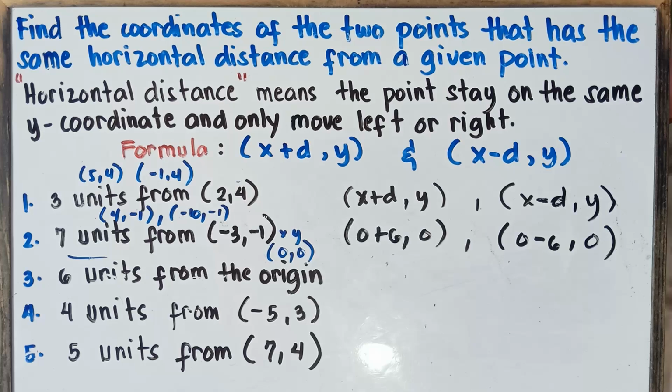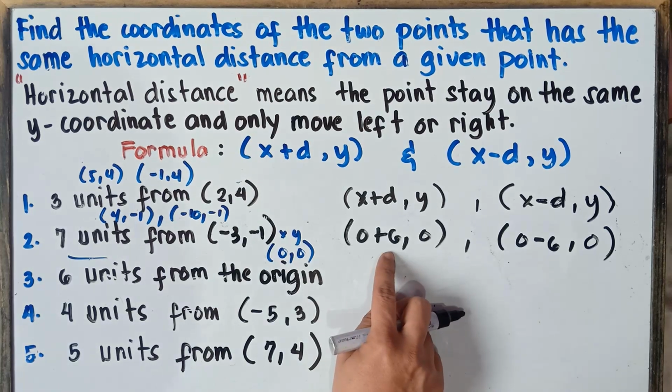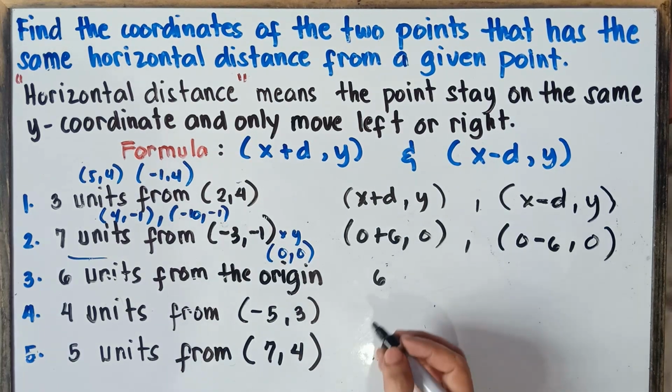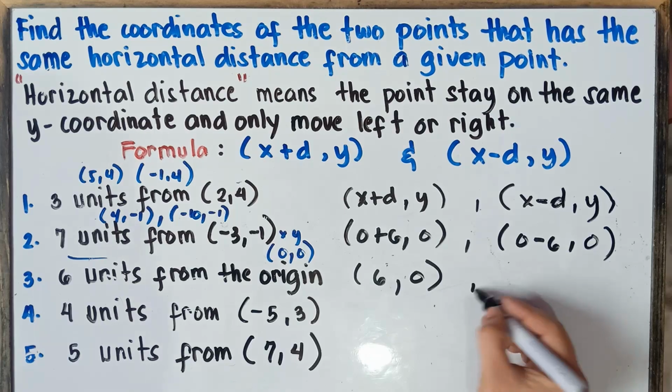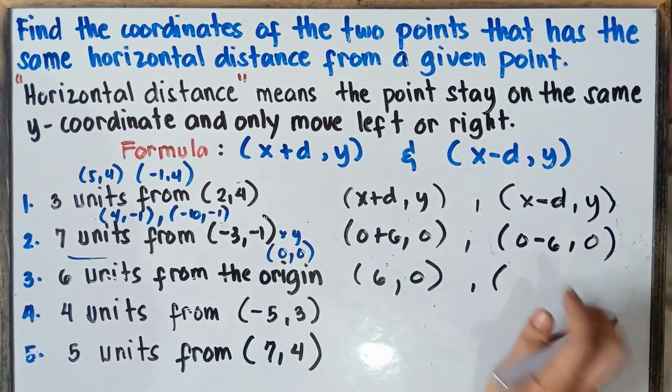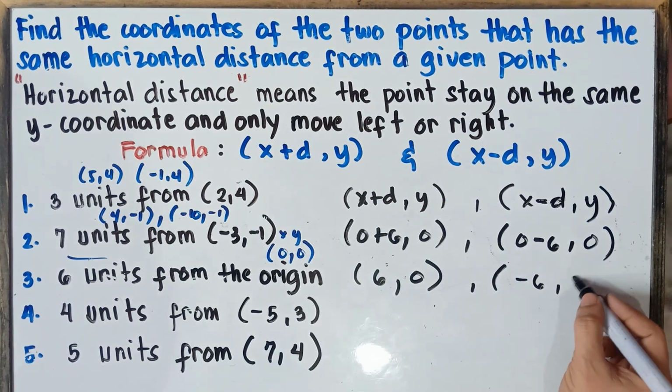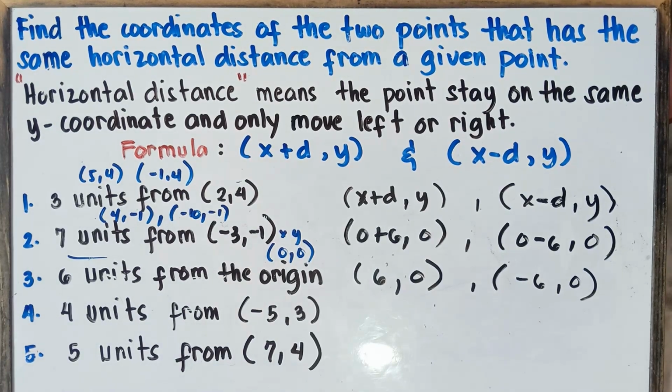Alright, and then this will be 0 plus 6, of course, that would be 6. Once again, 0 plus 6, that would be 6, comma, and then 0. So that would be 6 and then 0. The second point, 0 minus 6, that would be negative 6, comma, and then 0. That's it, class. All set.